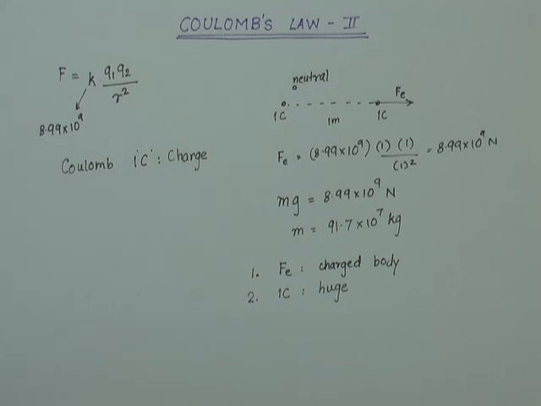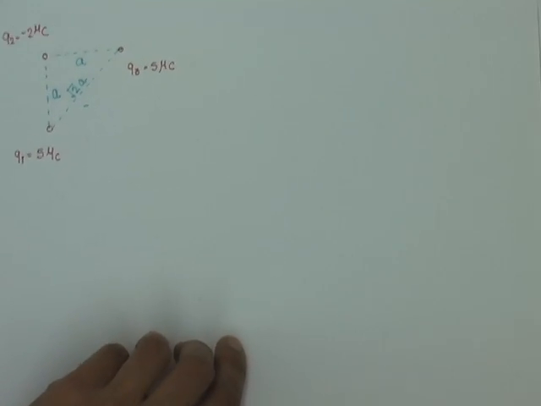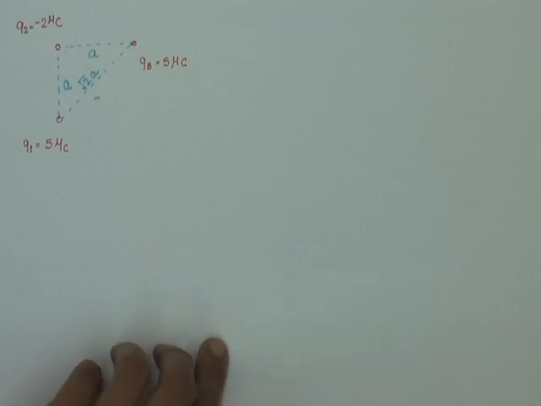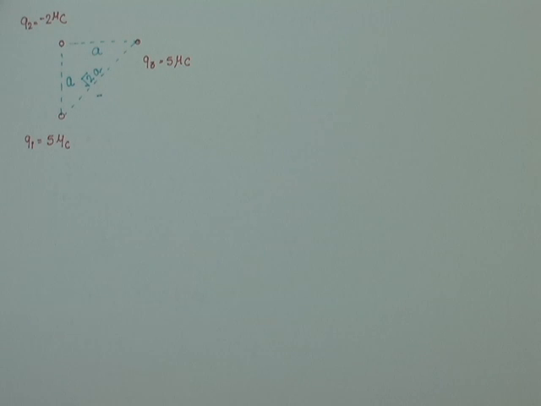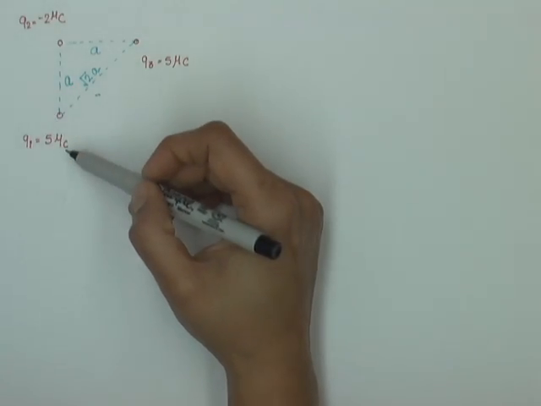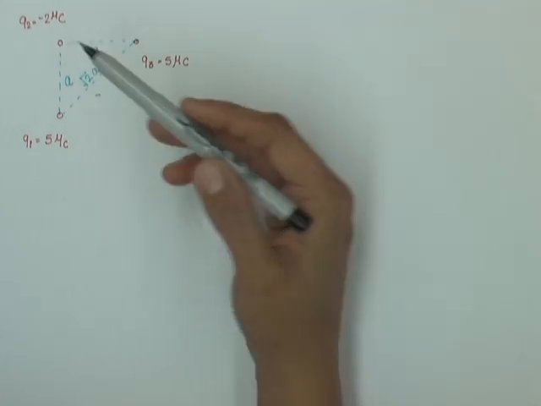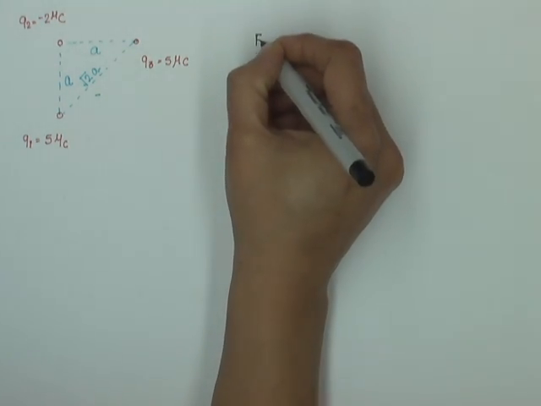Alright, so let's see in a simple example how we can apply Coulomb's law. I want to illustrate how Coulomb's law can be used when there is a system of charges in place. So I have three charges, Q1 5 microcoulombs, Q2 minus 2 microcoulombs, and Q3 5 microcoulombs, and I want to find out the resultant force on Q3.